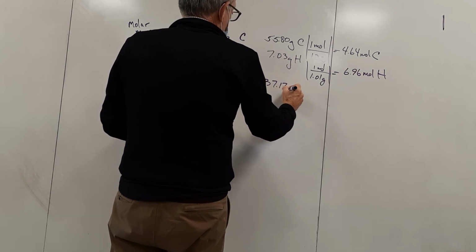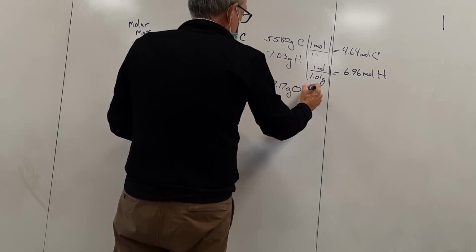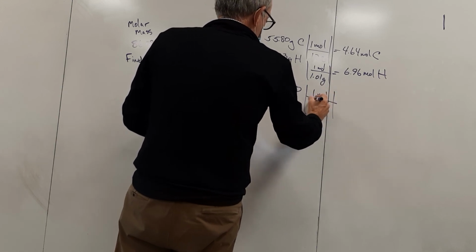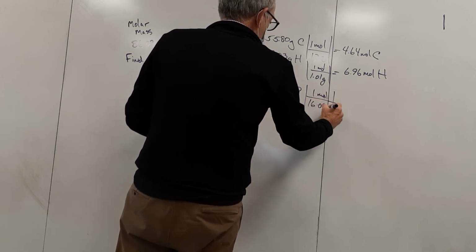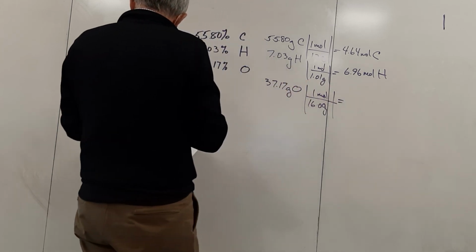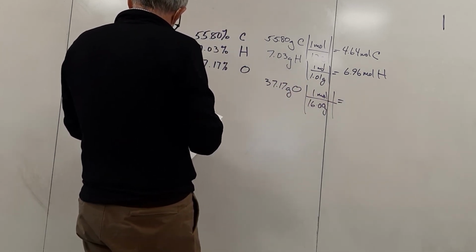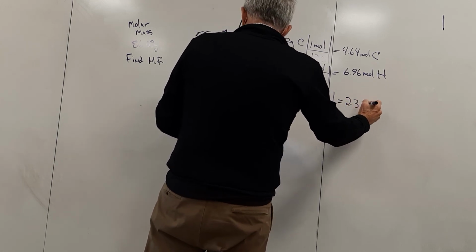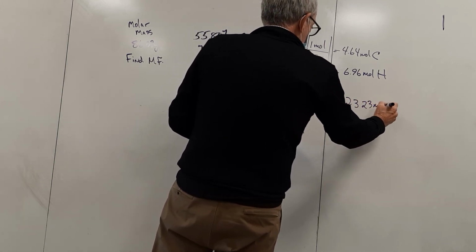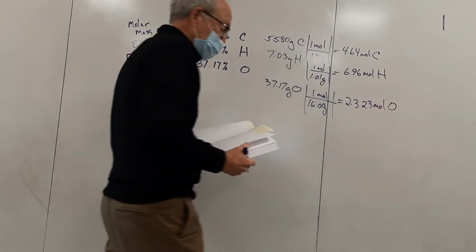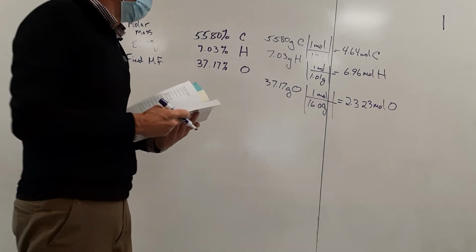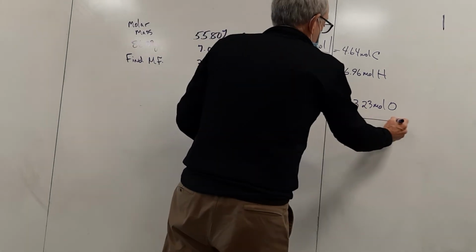Finally, 37.17 grams of oxygen, 1 mole per 16.00 grams, gives me 2.323 moles of oxygen. Now, I want to go mole to mole ratio. Which is the smallest? The smallest is oxygen.